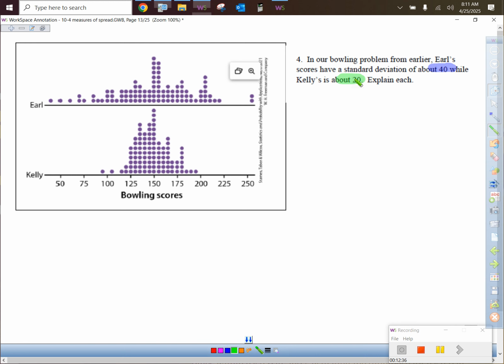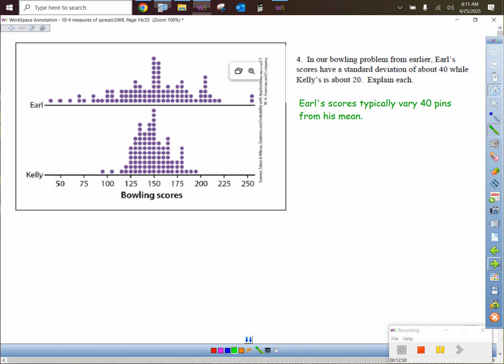Smaller, right? So here's what we'll do. They say describe each. Earl's standard deviation is 40. That means Earl typically scores within 40 pins from his mean. Within 40 pins from his mean, that's what Earl scores, right? So I don't know what his average is. Let's just say it's 150.